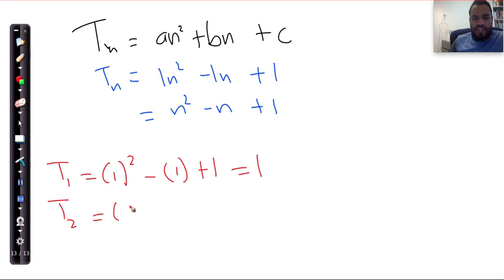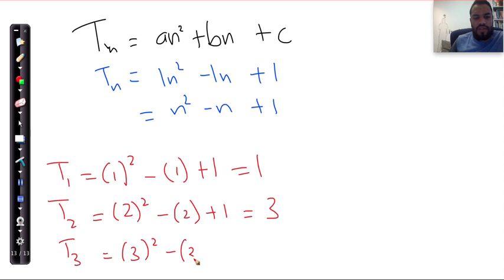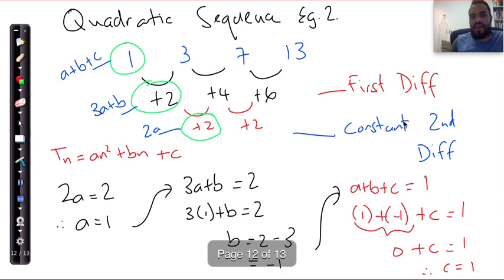Let's do this. Okay, let's put in 2. 2 squared minus positive 2 plus 1 is equal to 4 minus 2, which is 2, and 2 plus 1 is 3. And let's say 3, it's going to be 3 squared minus positive 3 plus 1. And so 3 squared is 9, 9 minus 3 is 6, 6 plus 1 is 7. And if we do it for the next one, you're going to see you get this sequence 1, 3, 7, and 13.